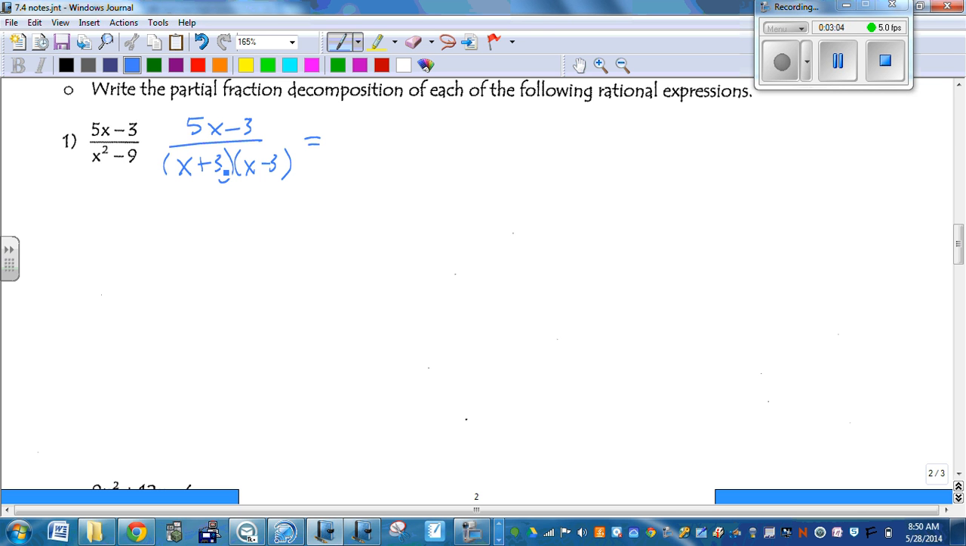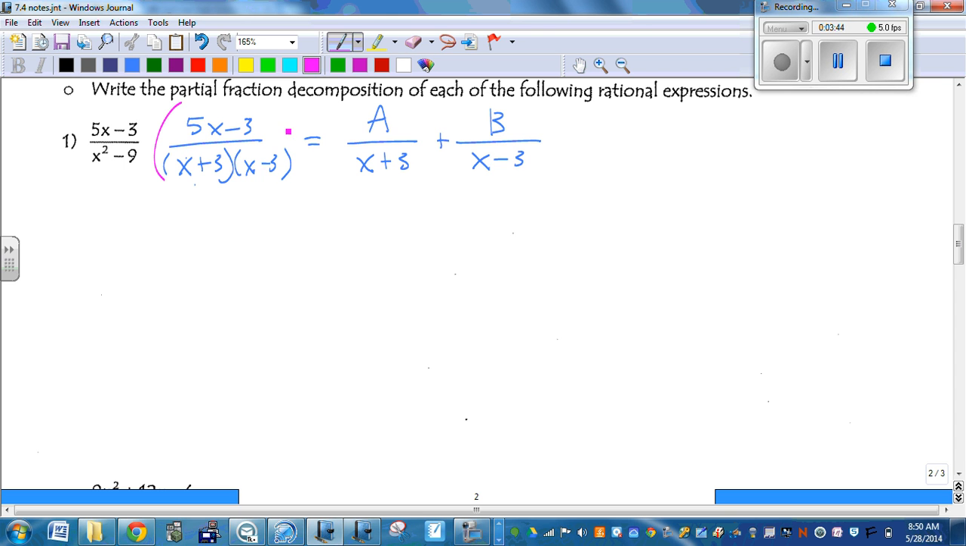So what's going to happen when we break this down, we're going to get one rational expression over here with x plus 3 as a denominator, and one rational expression over here with x minus 3 as a denominator. That's all we've got. On top, we're just going to have a constant, because these are linear functions down here. We're just going to have a and b. That's it. Now, the next step is to multiply both sides by that denominator right here.